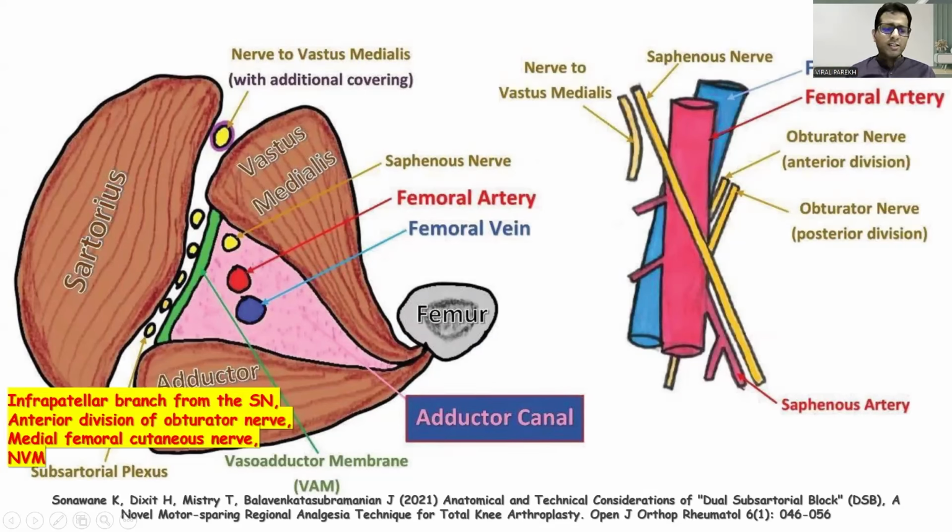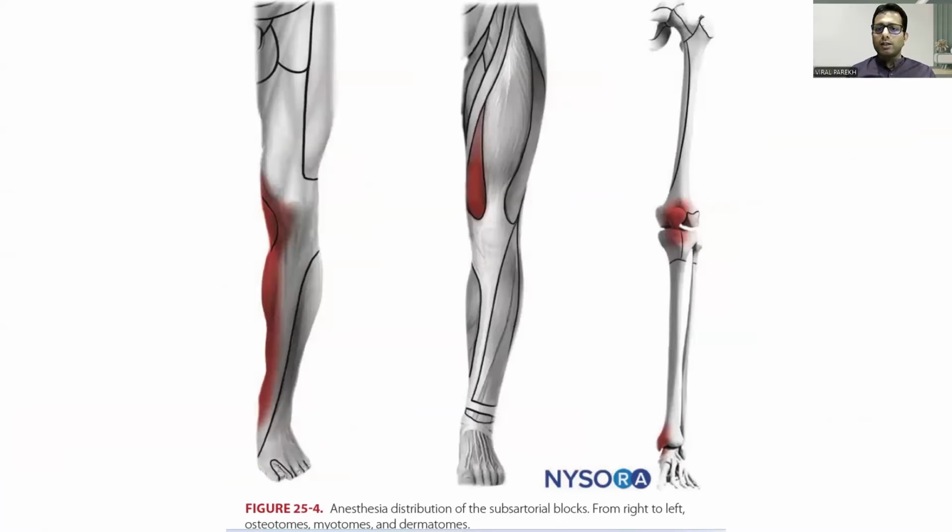So the components of the subsartorial plexus are the infrapatellar branch of the saphenous nerve, anterior division of the obturator nerve, the medial femoral cutaneous nerve, and nerve to vastus medialis. And the contents of the adductor canal: the saphenous nerve, the femoral artery, and the femoral vein. And this is the relation showing how the saphenous nerve crosses in the adductor canal from lateral to the medial aspect. This is the dermatomal, myotomal, and the osteotomal coverage.